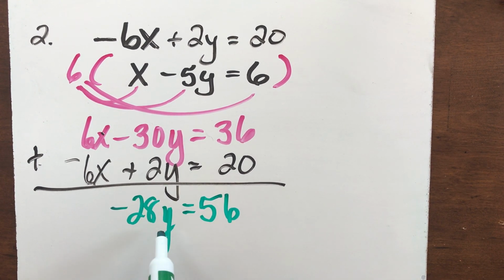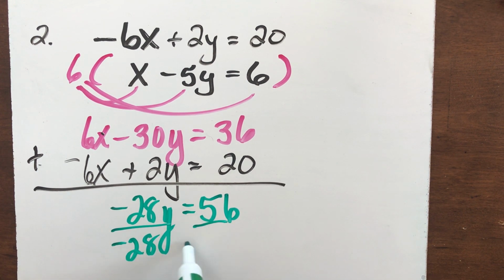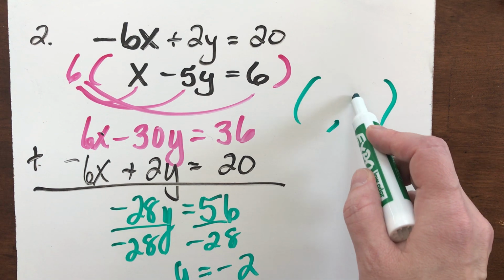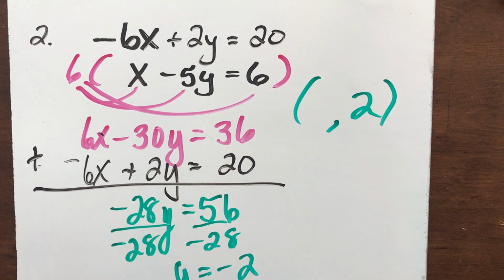Now, negative 28 times what is 56? Well, the opposite of multiplication is division. So I'm going to divide by negative 28, and I get y equals negative 2. So I know my lines are going to intersect at something, negative 2.